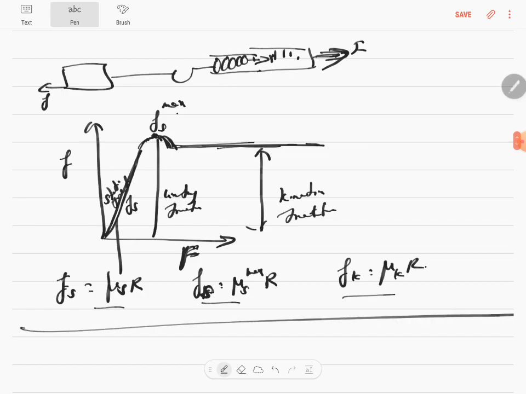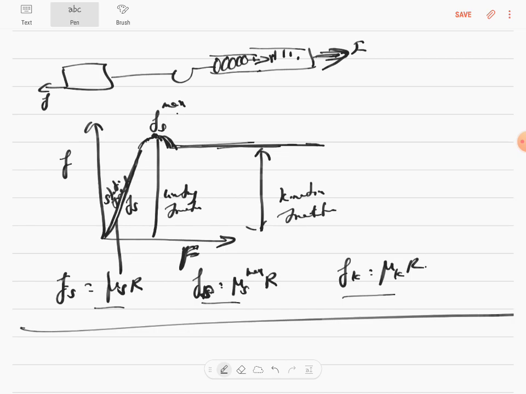Friction depends on what stage of motion the body is in. When the body is not even moving, it's static friction. When the body is just about to move, it's limiting friction. When the body has already started to move, it's kinetic friction. So this is a very important graph that they will ask you.